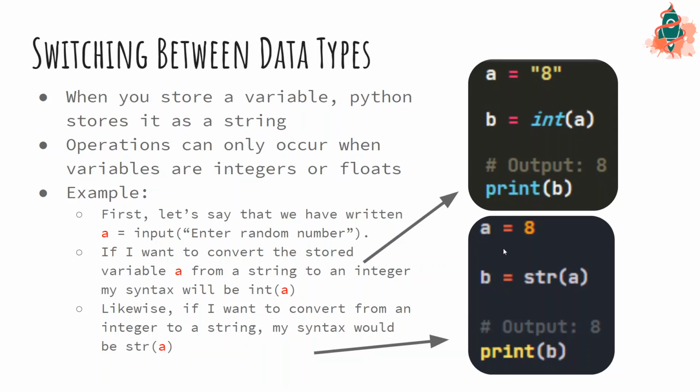And then you can do it the other way around too. So a equals 8, which is an integer, and then you can do b equals str(a), and either way it will print out 8 as well.